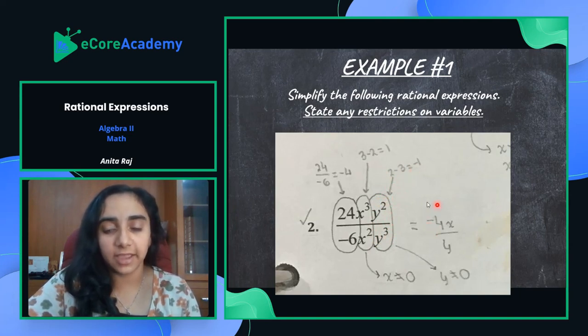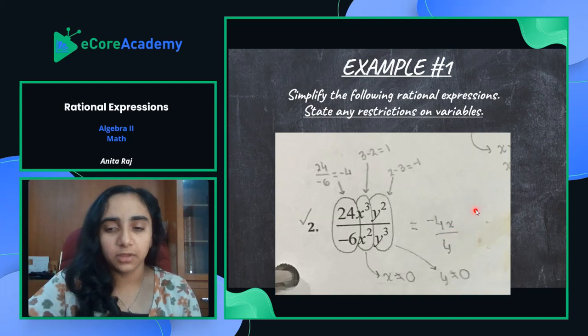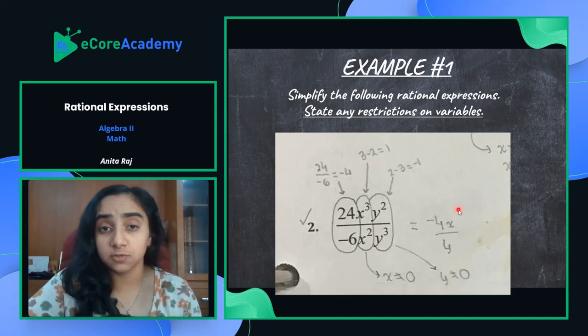So we could write the answer as -4 times x times y to the -1, or to put it in whatever's proper form. Remember, y to the -1 is the same as 1 over y. So we just put y in the denominator.